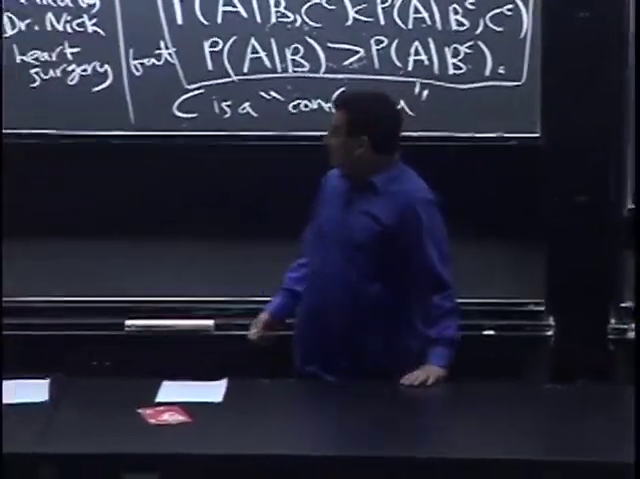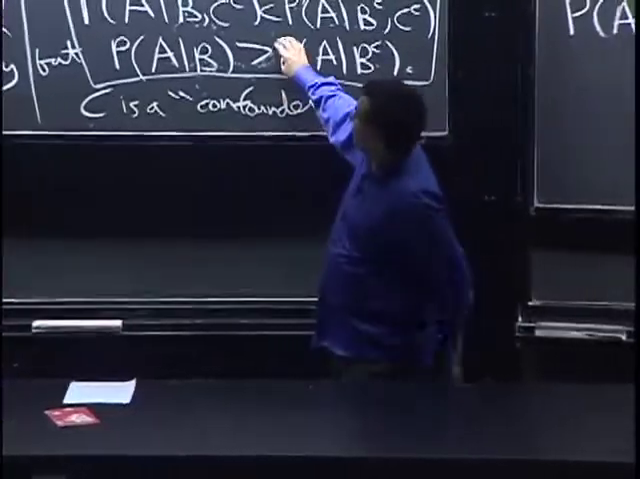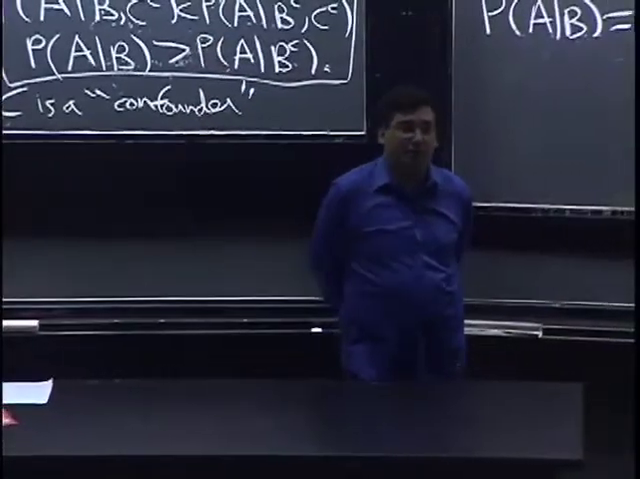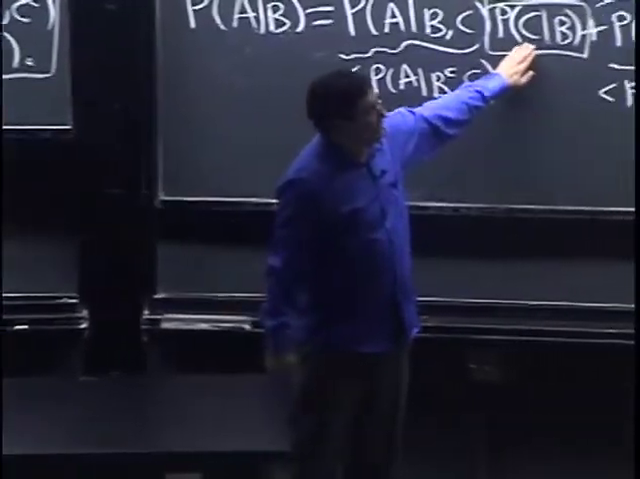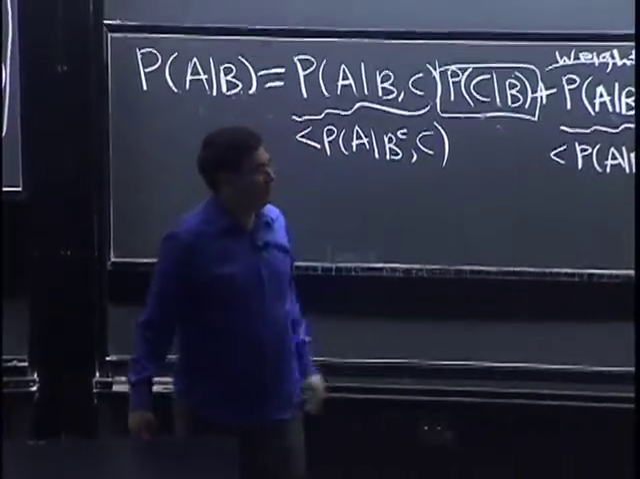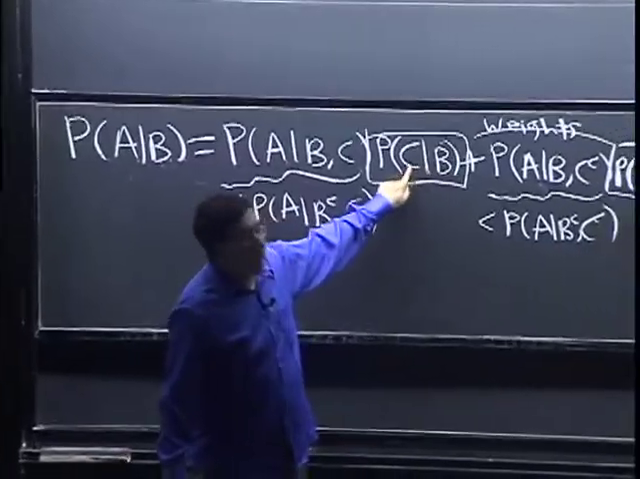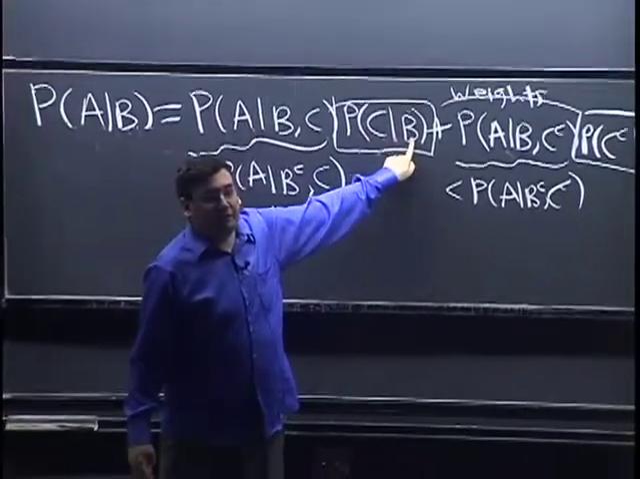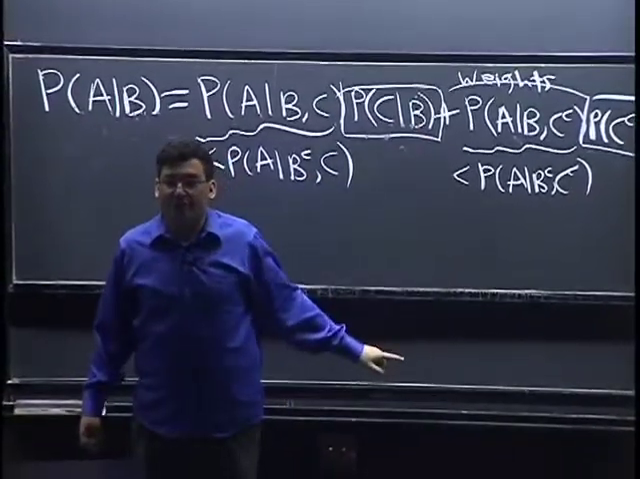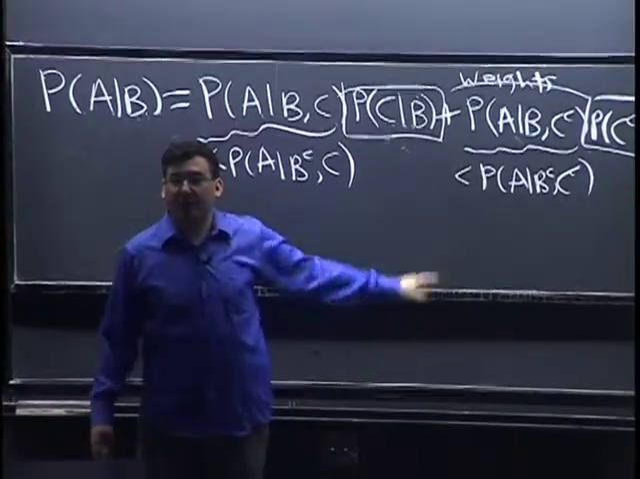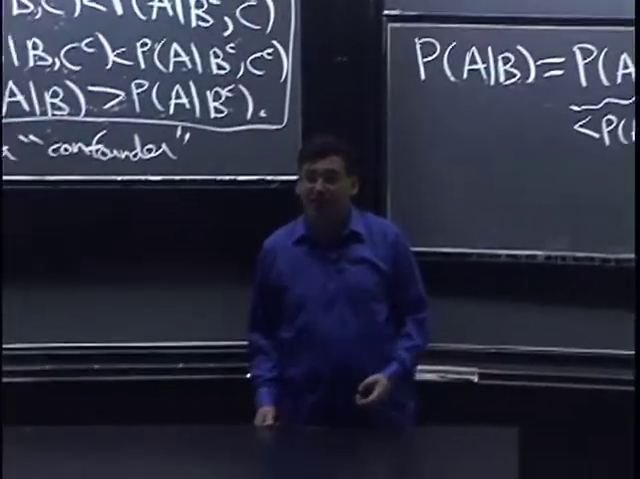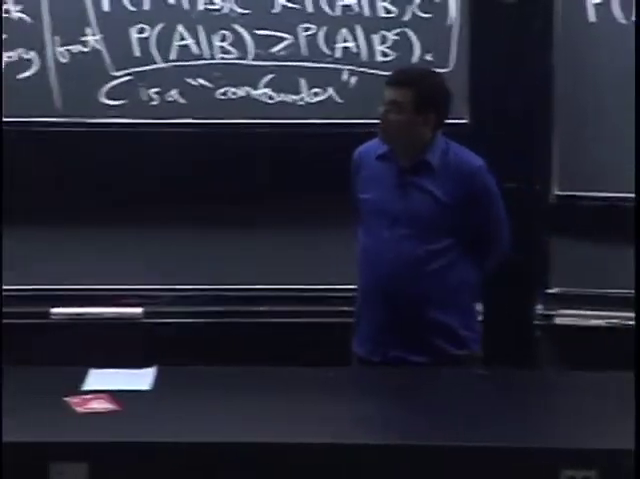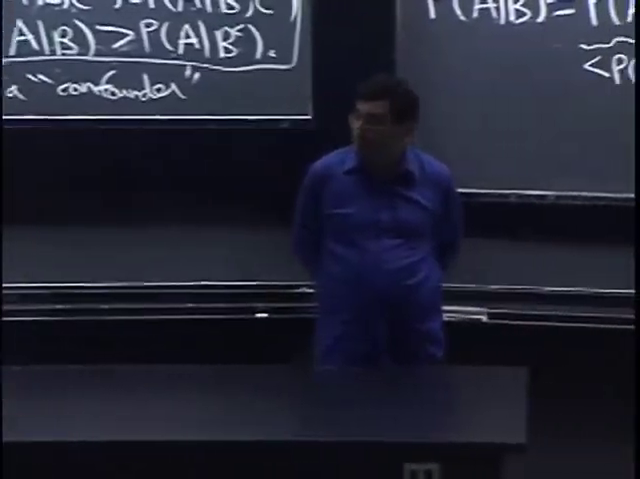So it's important to contrast this with the law of total probability, basically. Intuitively, in that Dr. Nick case, this term is the probability of performing heart surgery for Dr. Nick, which is very different from the probability of heart surgery for Dr. Hibbert. So the weights change, and that's what enables Simpson's paradox to happen.